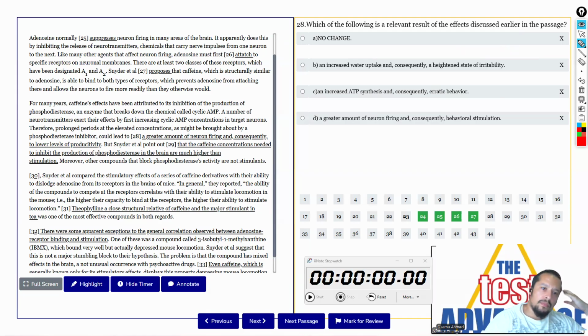It's not adenosine that gets suppressed; it's supposed to suppress the neuron firing. What's the effect? Because we're asking about a result, right, of the effects. So what is the result of the effects discussed?